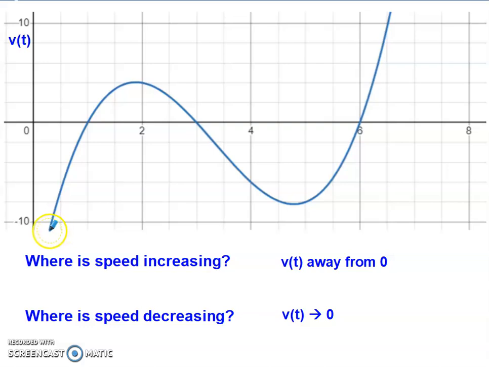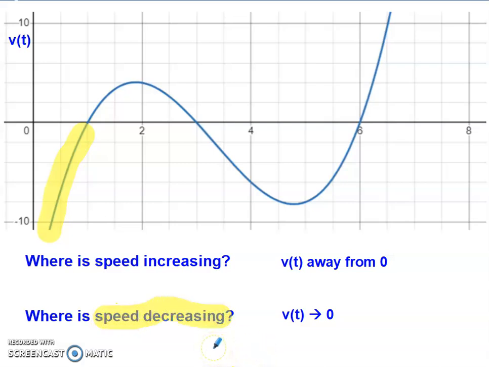So if you look at this stretch of the graph right here, that stretch of the graph has velocity, right? My y value on this graph represents velocity. This stretch of the graph has velocity moving toward the t-axis, toward the horizontal axis. The horizontal axis is where velocity is zero. So on this stretch of the graph, velocity is moving toward zero. Therefore, speed is decreasing on that stretch of the graph.